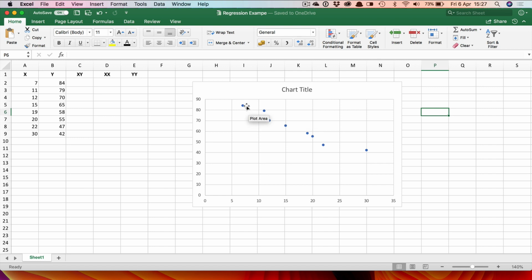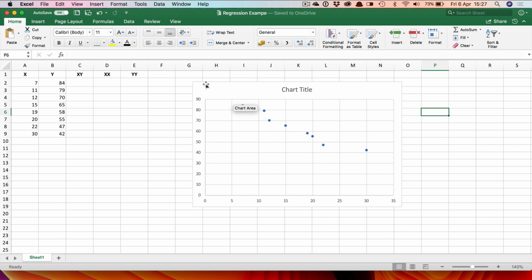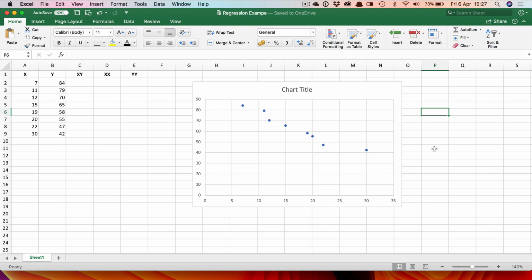Now of course, to find the straight line here, we need to find two parameters. We need to find, first of all, where the line starts on the vertical axis. That's called the vertical intercept, which is normally given the symbol A. So we need to know where the line starts. We then need to know the slope to put it at, which is the gradient of the line, which in general is called B. So if we find those two parameters, A and B, the intercept and the slope, then we know how to draw the line.